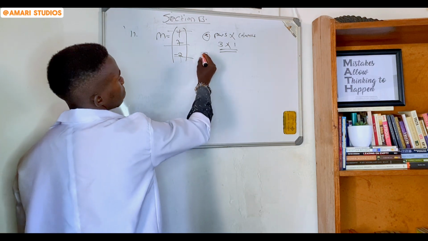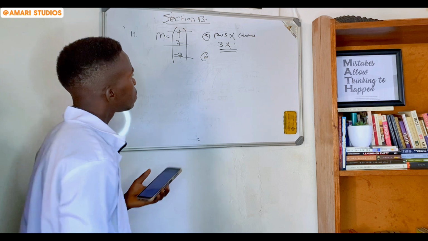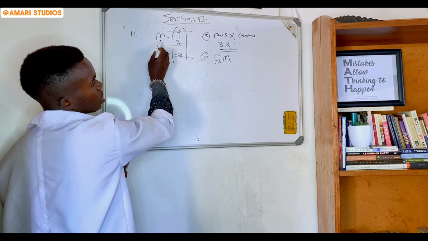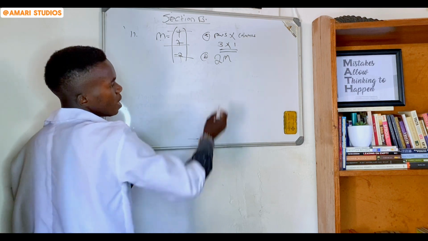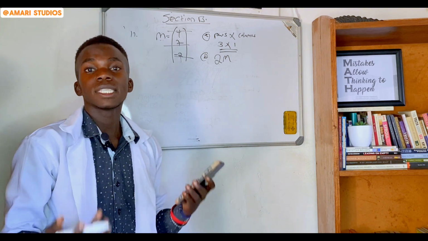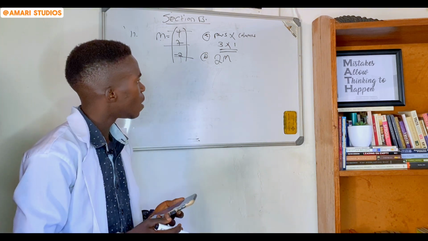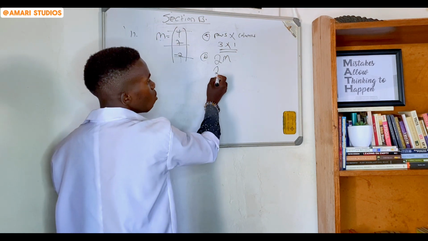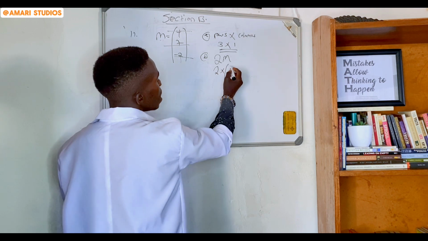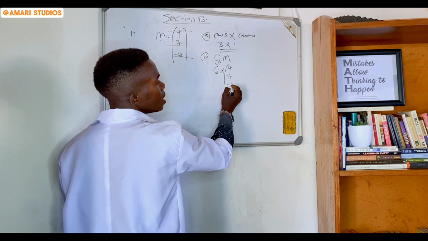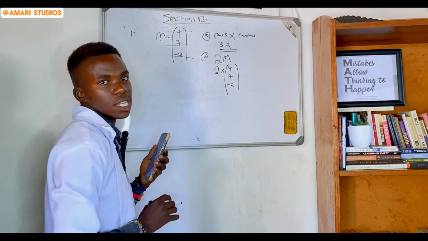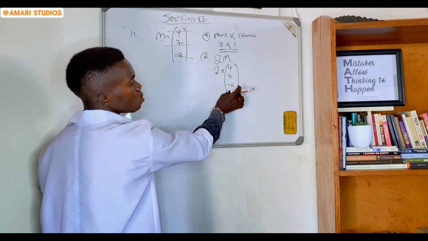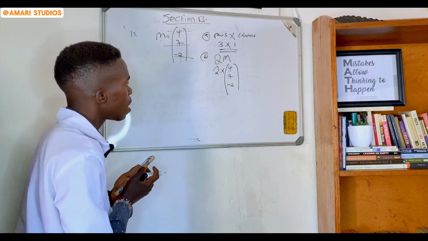Then question 11B is saying find 2M. Remember, M is the matrix, and the 2 here represents what we call a scalar number. Where there is M, we replace it with the whole matrix. So it will be 2 multiplied by the whole matrix, which is 4, 7, -2. This scalar number is going to multiply all the numbers found in the matrix.